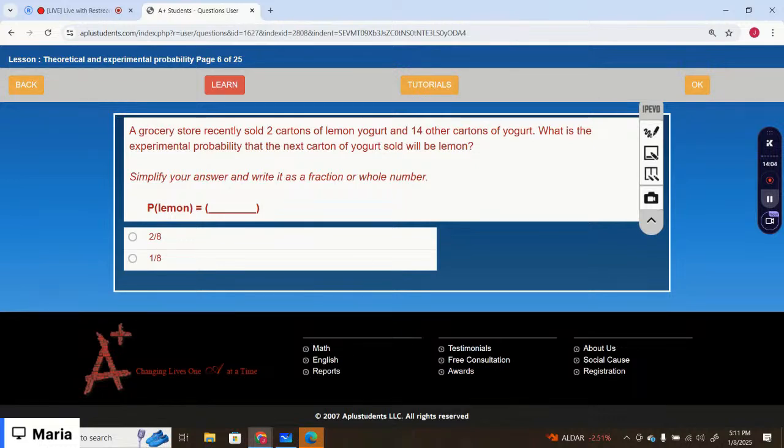A grocery store recently sold 2 cartons of lemon yogurt and 14 cartons of yogurt. What is the experimental probability that the next carton of yogurt sold will be lemon?